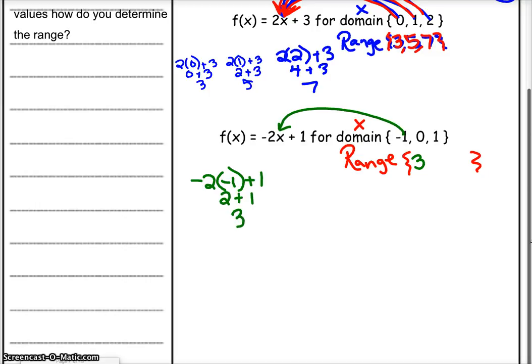Now I'm going to plug my other one in. I love zeros, they're my favorite. They make math so easy. So I put my 0 in there. What's negative 2 times 0? 0. Plus 1? 1. Okay, how that came about: negative 2 times 0 plus 1.